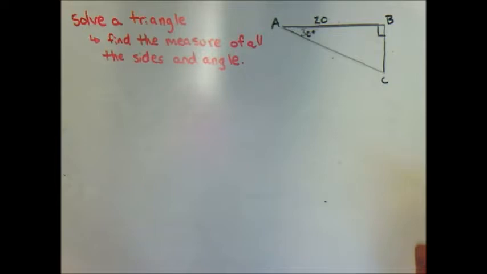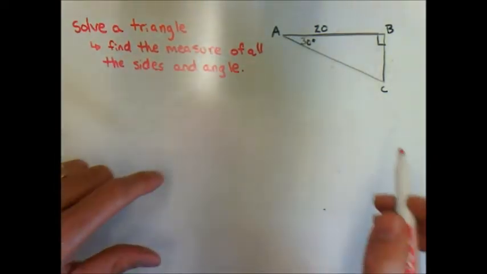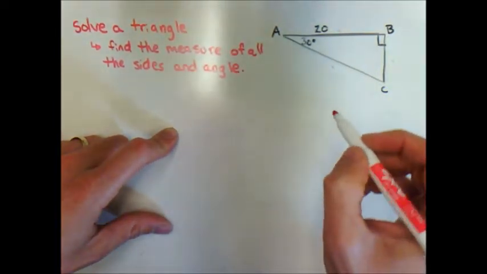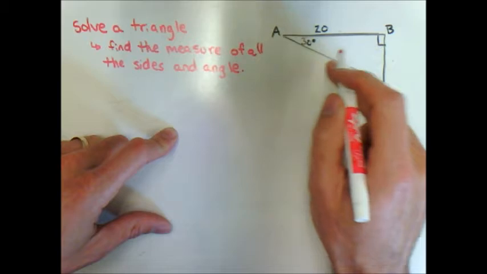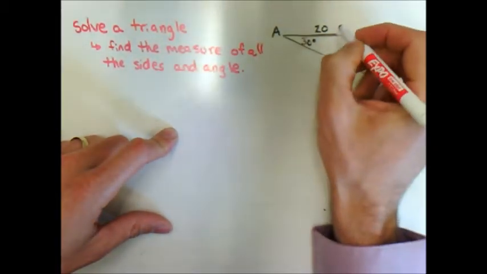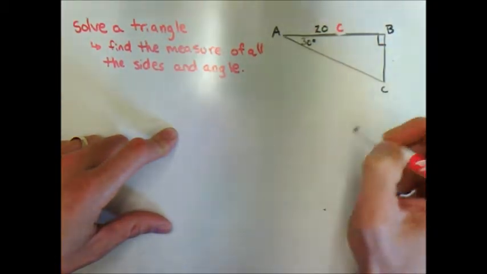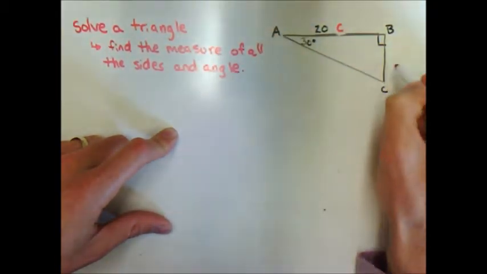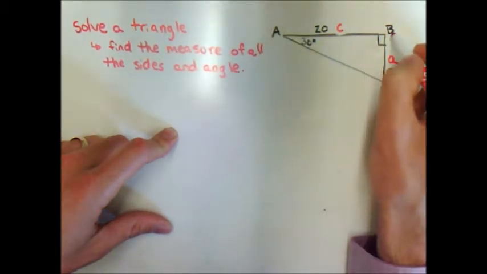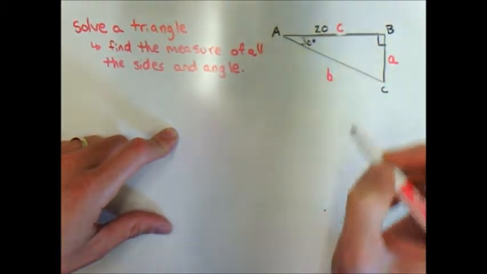Well, let's start by labeling this triangle. We have the vertices A, B, C, and now we need our sides to be labeled. Well, sides are always named after their opposite angle. So if this is angle C, then this is side C, the lowercase c. If this is angle A, then way over here opposite is the side A. And if this is angle B, then over here we have side B.